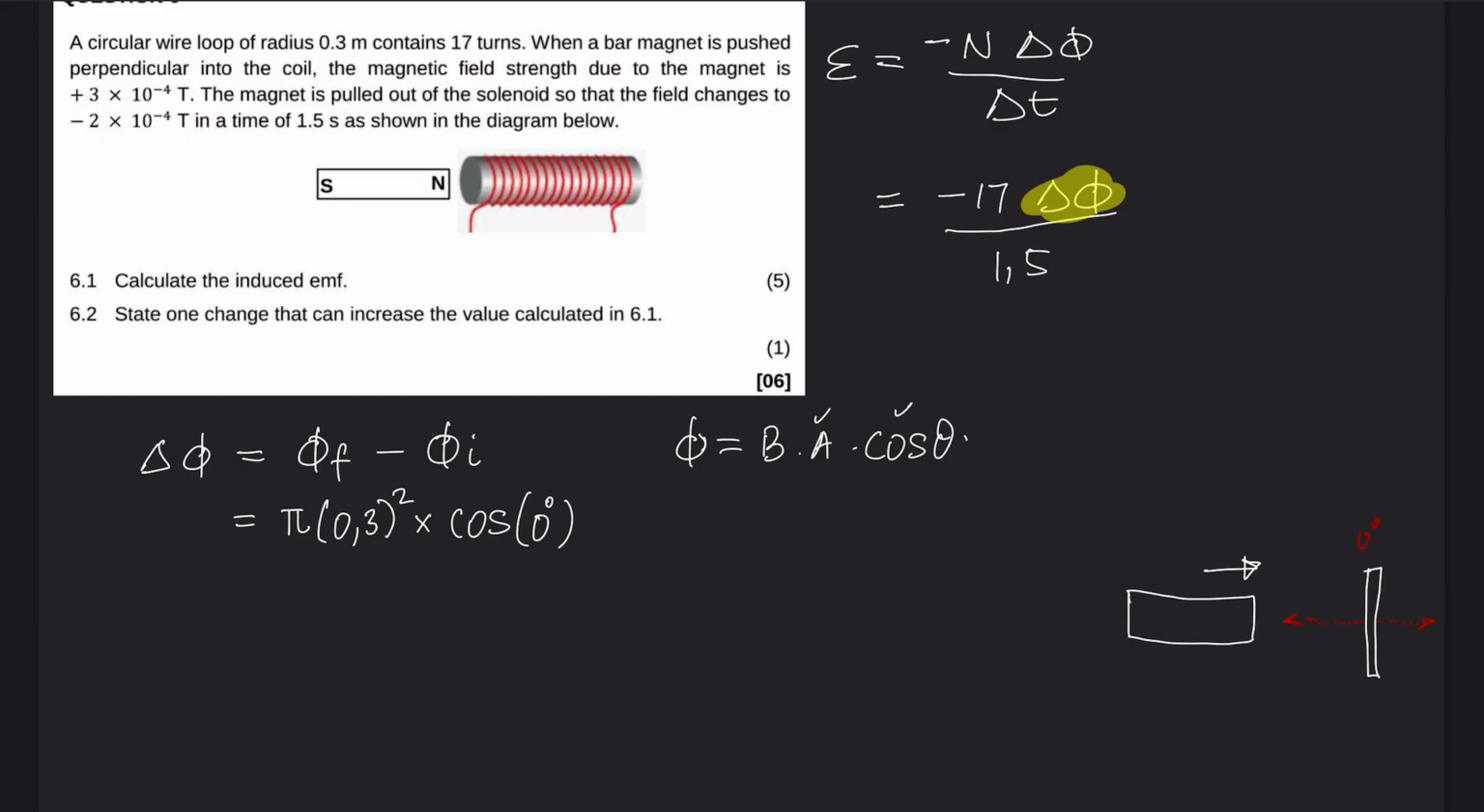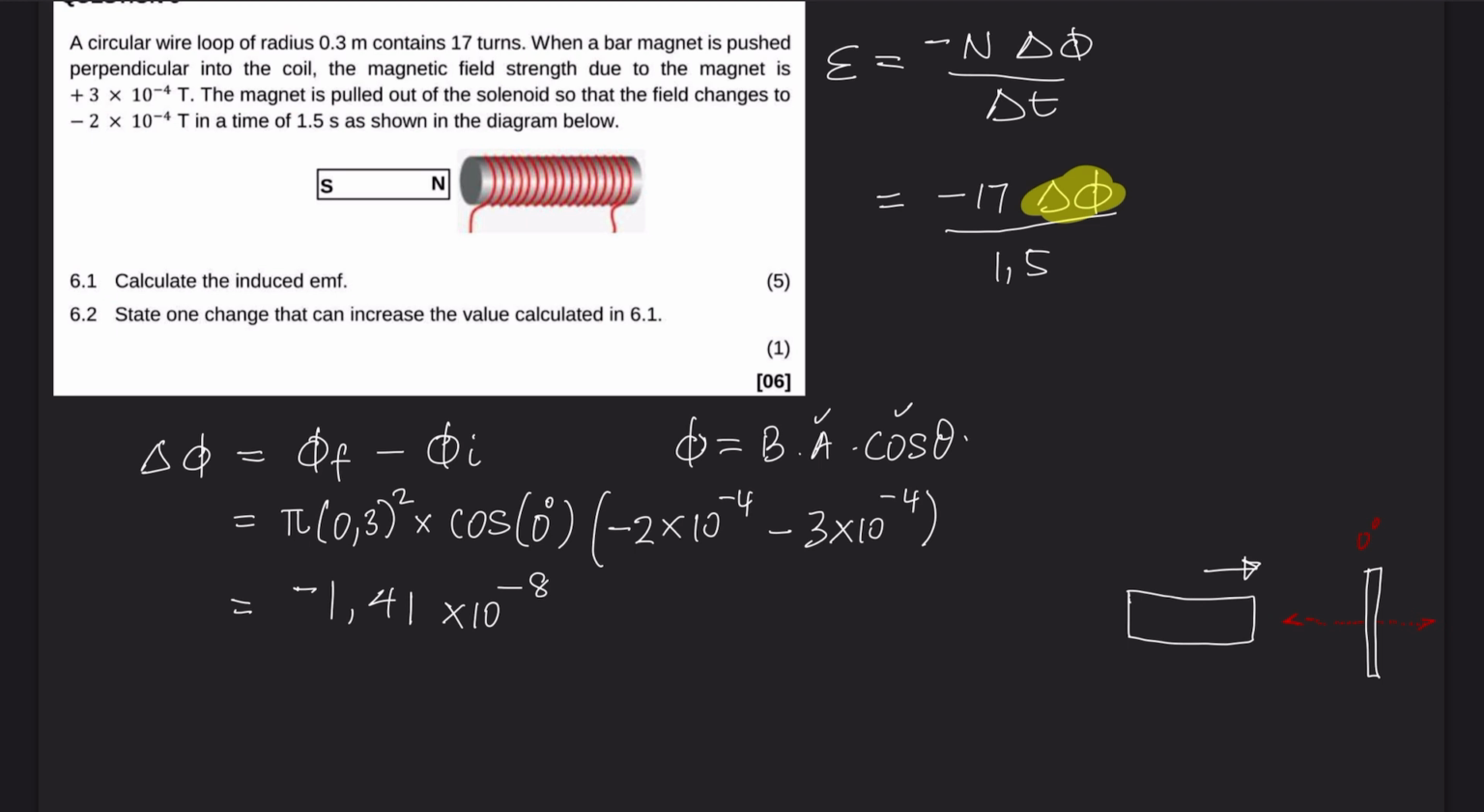All right? So open bracket here. Final was minus 2 times 10 to the minus 4, then minus 3 times 10 to the minus 4. Now we can put that in our calculator. Let's just check. Pi and then 0.3 squared times cos of 0, and then open bracket minus 2 times 10 to the minus 4 minus 3 times 10 to the minus 4. We get an answer here of minus 1,41 times 10 to the negative 8.